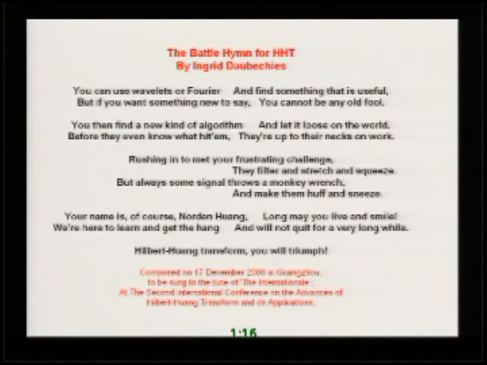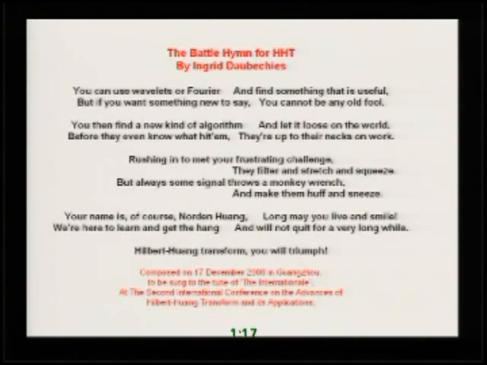At that meeting, Ingrid composed this song and asked everybody to stand up and sing this verse to the music of the International. And the verse says that you can use wavelet or Fourier and find something that is useful. But if you want something new to say, you cannot be any old fool.